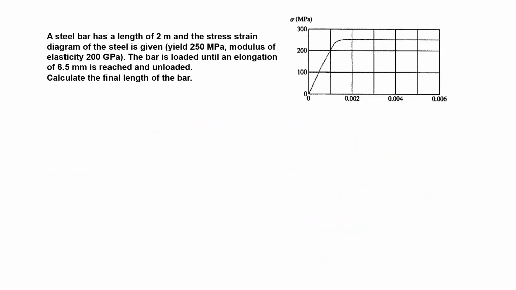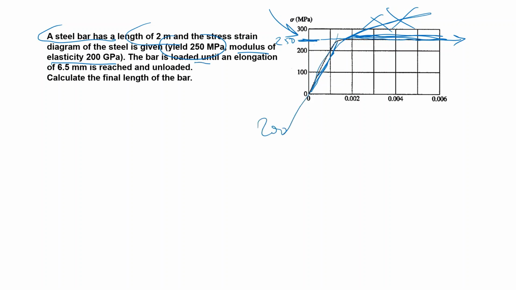Next question. Steel bar, length 2 meters, stress strain diagram. You see here elastic and no strain hardening, it goes parallel. So when you reach this point, 250, then the elongation or the deformation continues. Well, the yield is 250. Modulus of elasticity is the slope is 200. The bar is loaded until an elongation of 6.5 millimeter is reached and then unloaded.